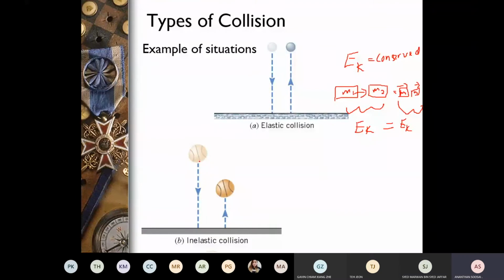Inelastic collision, of course: collide with the surface, bounces up, never rises to the same height. That means it has already lost some kinetic energy. Okay. The kinetic energy is lost. So inelastic collision means the total kinetic energy is not conserved.